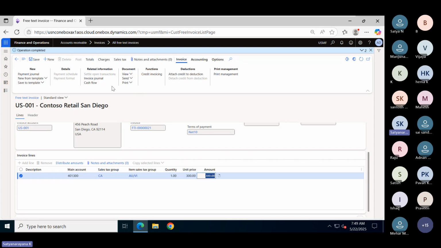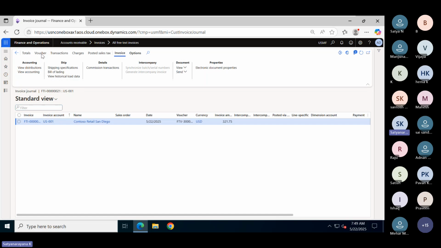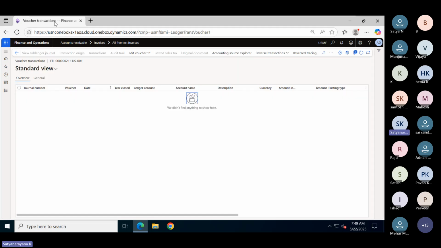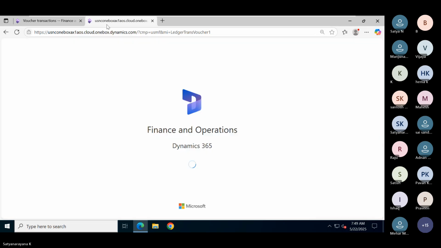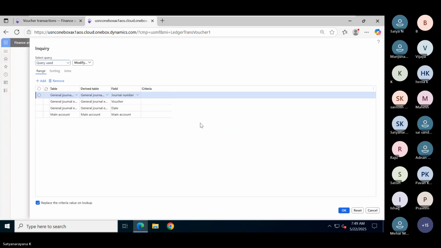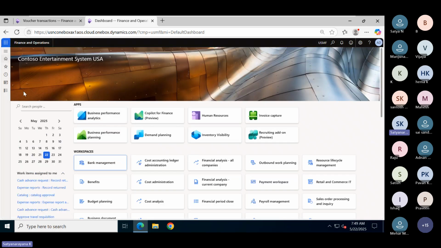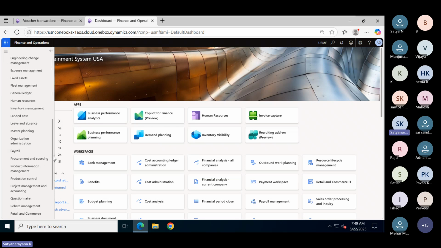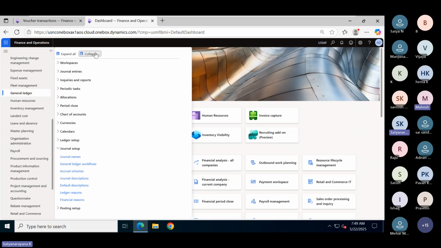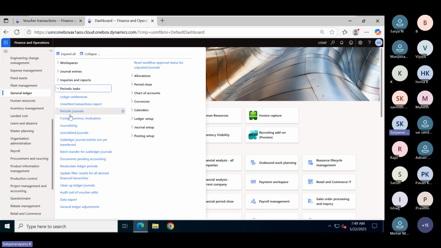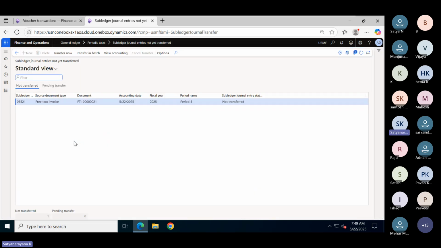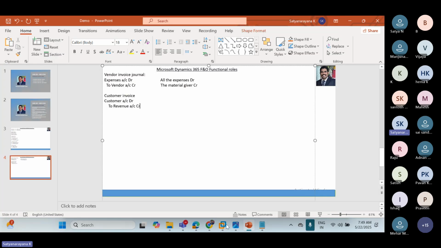Now if you verify the invoice journal, voucher, it is empty. There is no voucher. Now I'm going to the general ledger module, collapse all, periodic tasks, subledger journal entry not yet transferred. Let me transfer it now. So what is this? You don't know.